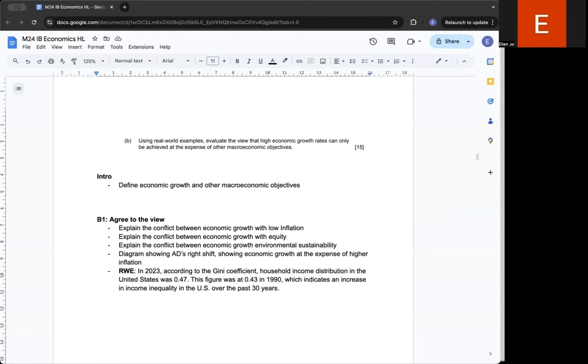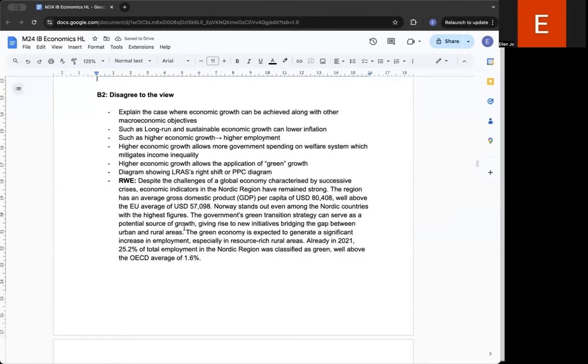Such can be illustrated with a diagram showing the AD curve shifting to the right, showing economic growth at the expense of high inflation. And one real-world example I would use is about the United States, which is definitely the richest country in the world. But in 2023, according to the country's Gini coefficient, the country's household income distribution was 0.47. This figure was at 0.43 in 1990, which indicates an increase in income inequality in the US over the past 30 years. Next, the discussion can go further to talk about the disagreement to the view.